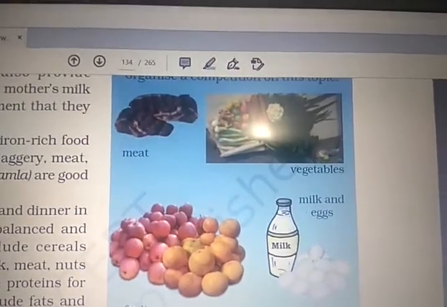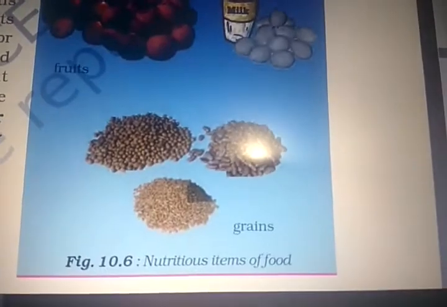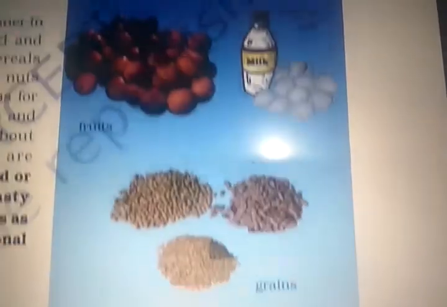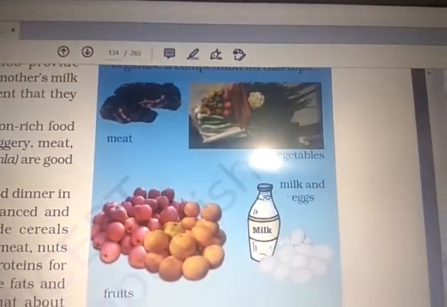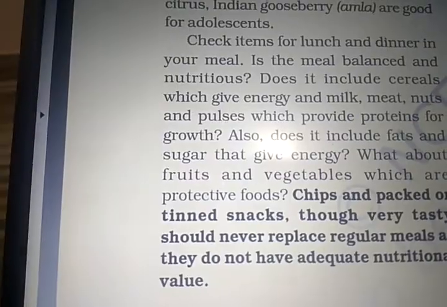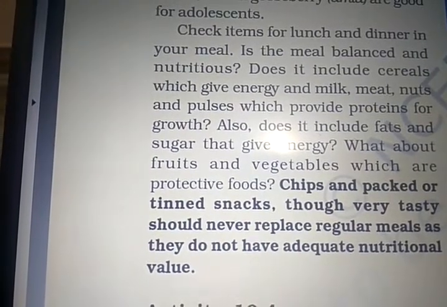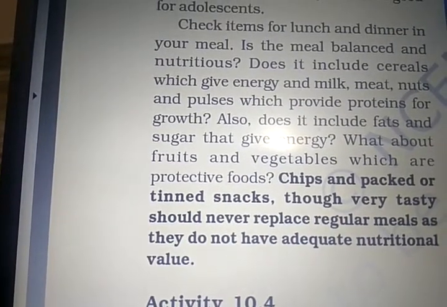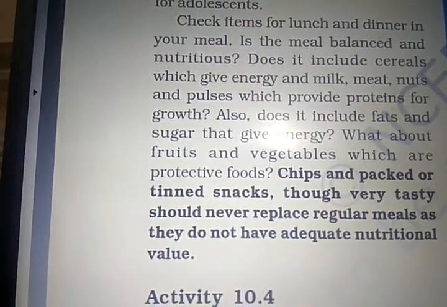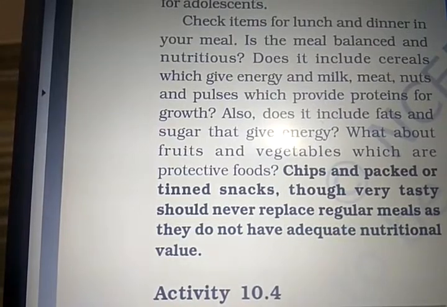Here you see the balanced diet. Here meat is there, vegetable is there, milk and egg are there for proteins, fruit is there, you see. Then gram, pulses, right? So these are nutrition items for food. These are the balanced diet in our life. So students, you check the items for lunch and dinner in your meal. Is the meal balanced and nutritious? Does it include cereals, which give energy, and milk, meat, nuts, pulses, which provide proteins for your growth? Also, does it include fat and sugars, which give energy?